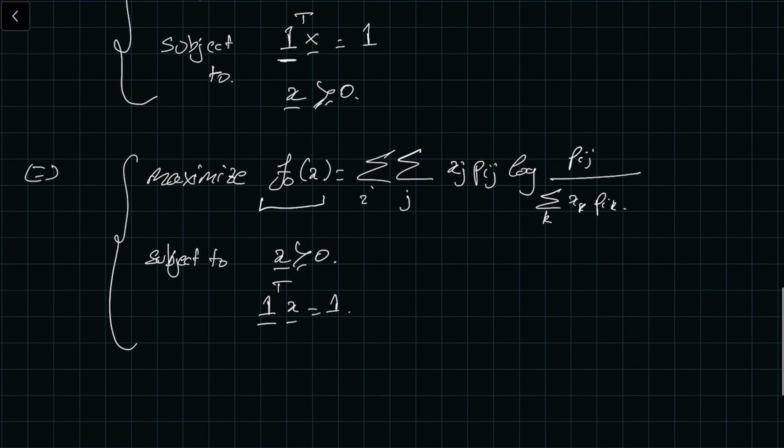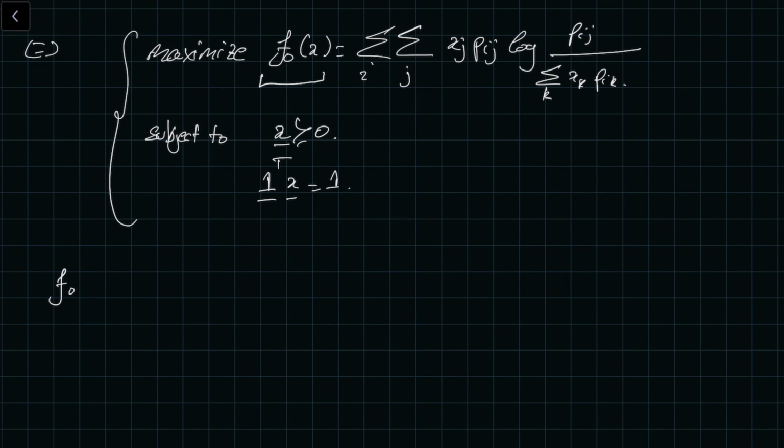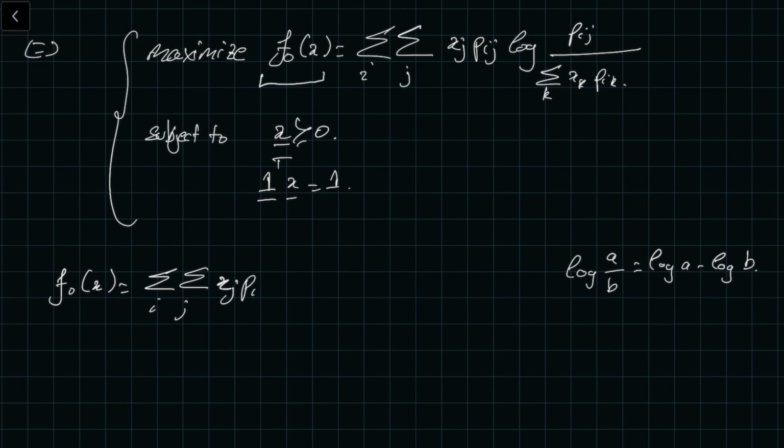And when I say nasty, I mean, you want to have an idea which one is a linear term, which one is a logarithmic term, and so on. And it's still not super clear. So what we can do is, using log a over b is log a minus log b, we could express this summation as the sum of xj pij log pij minus a double sum again of xj pij log the summation of xk pik, right?